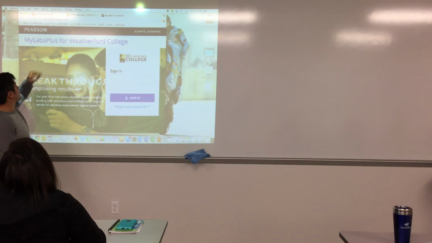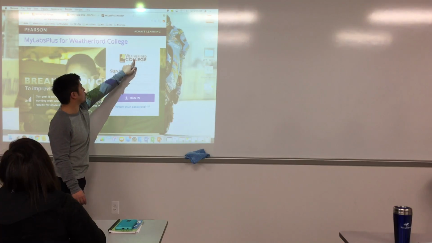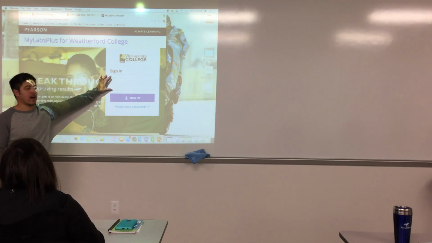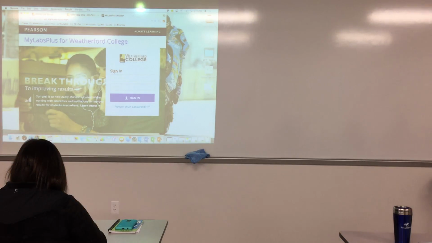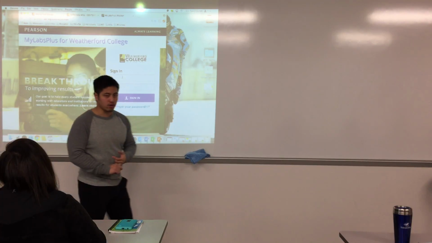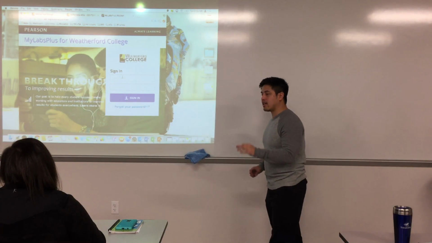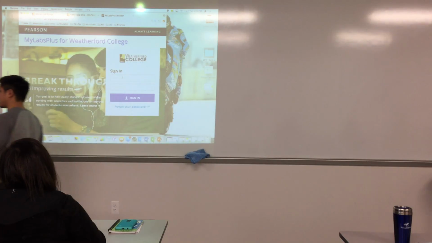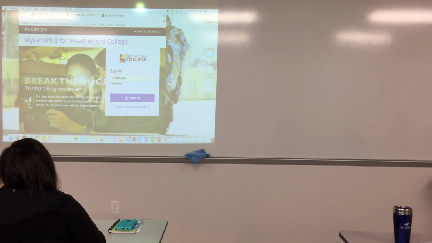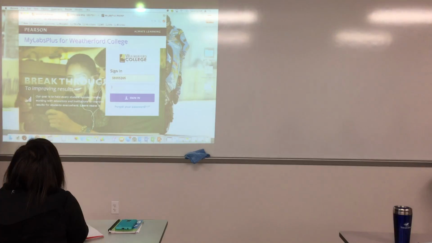Notice, if you do it correctly, it'll say MyLabs Plus for Weatherford College. And on the right we have our sign in. Now, if you recall, your username is not your email address. It's not your social security number. It is not anything besides your student ID without a 0. This happens to be mine. And then your password is your 2-digit month, 2-digit day, and 4-digit year. Everybody got that? Okay, and then we're going to sign in.